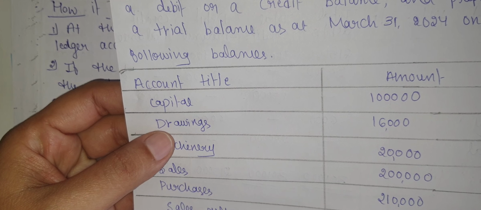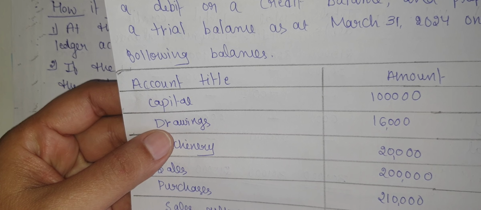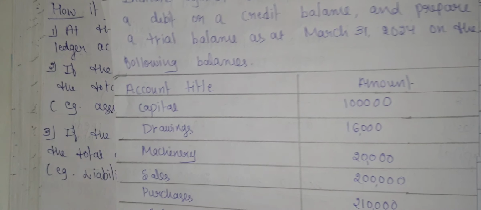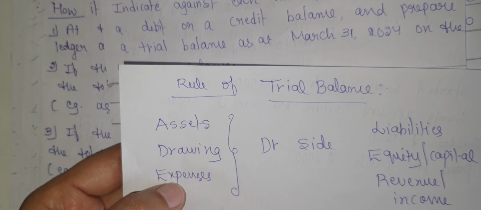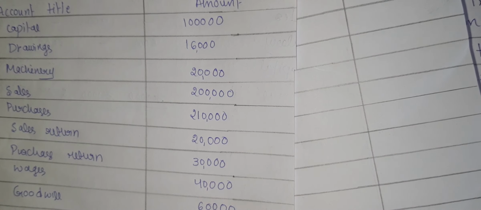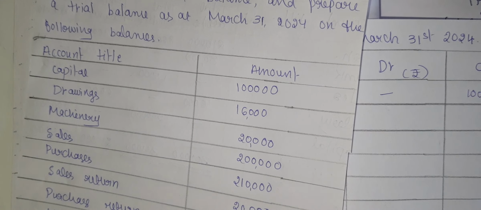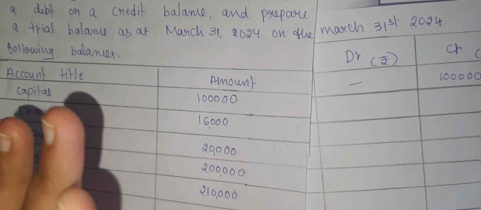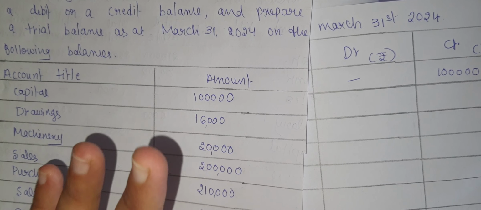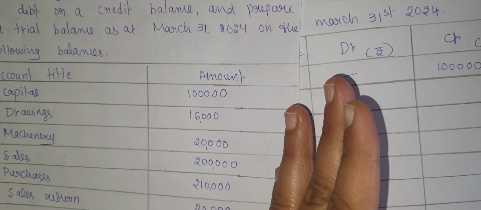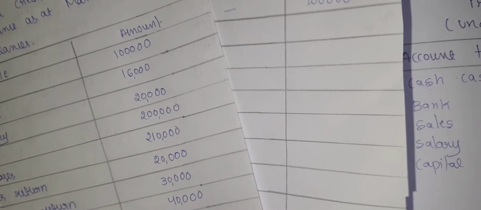And next one is drawing. Drawings we have to record on the debit side. See the rule: assets, drawings, expenses, debit side. Why do we have to enter the drawings on the debit side? Because drawing reduces the owner's capital, and capital normally has a credit balance. So drawing decreases the capital, and they are recorded on the debit side of the trial balance.